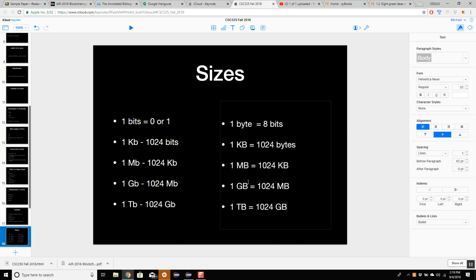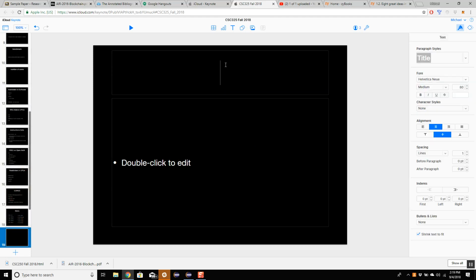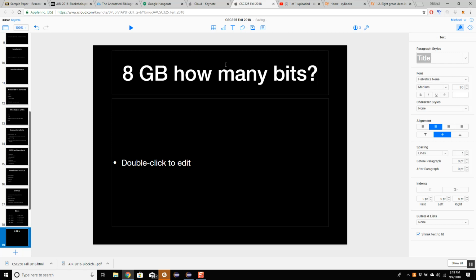All right. So this conversion stuff is going to be important. I'm going to ask you conversion questions very often, so you should be able to convert between sizes. For example, let's say we have a 6 or an 8 gigabyte RAM chip, and I ask you how many bits are in 8 gigabytes. How would you do that math? How many bits in 8 gigabytes?